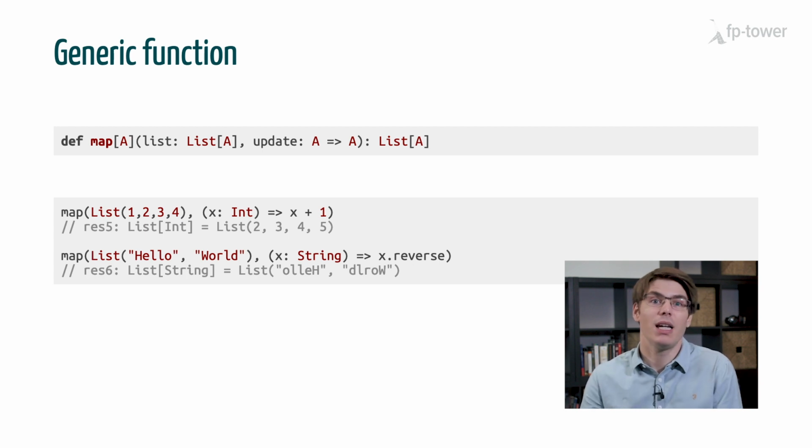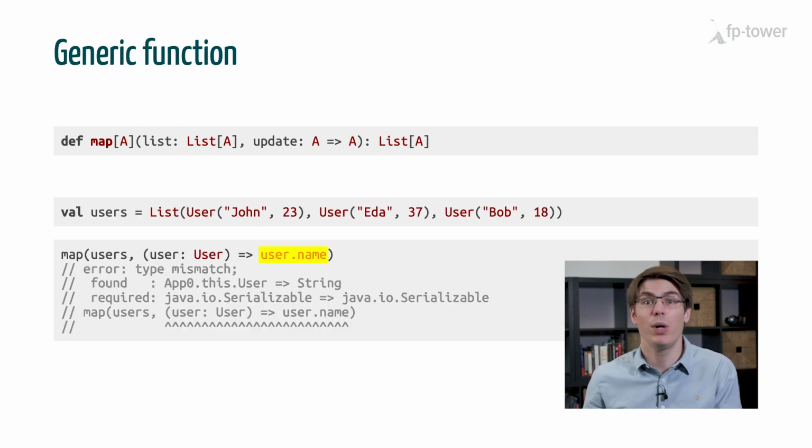For example, if we have a list of users, we cannot use map to get their names. If we try to do so, we'll get a compile time error, and we can see it here. It says type mismatch. Now, the rest of the error message is quite confusing. The compiler tells us that it found a function from user to string, which is correct, that's what we passed. But it expected a function from serializable to serializable.